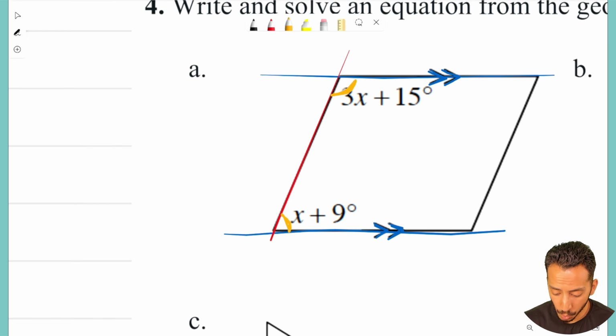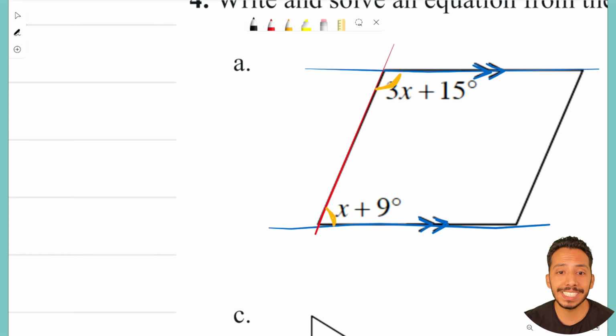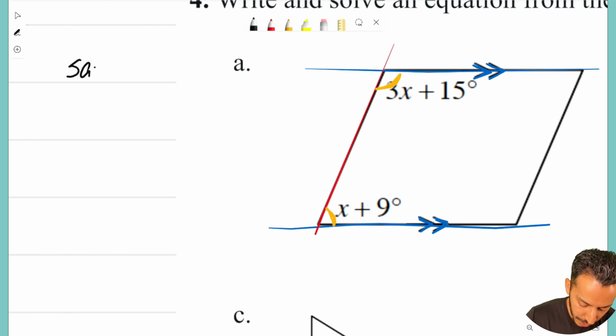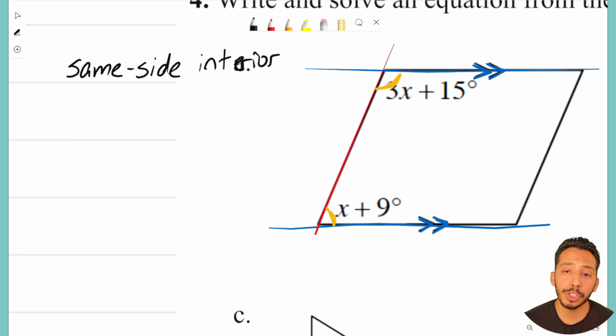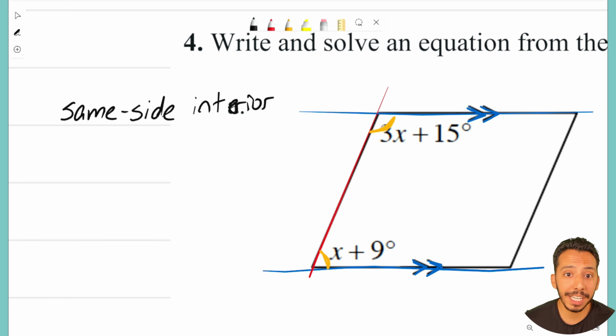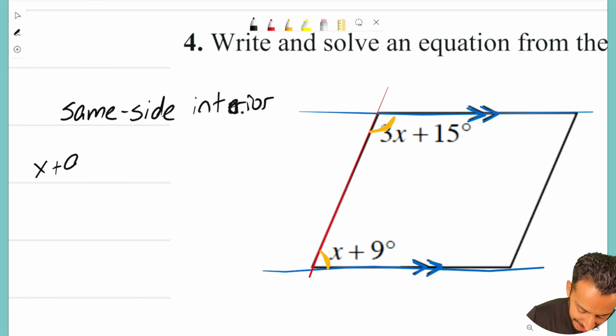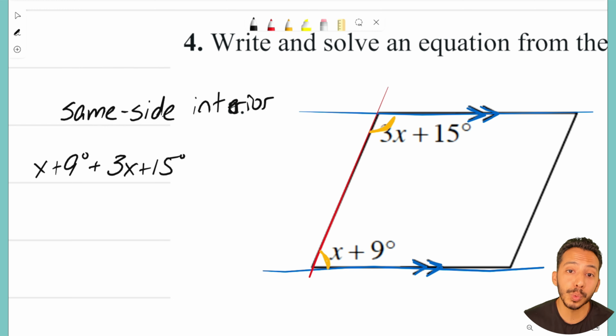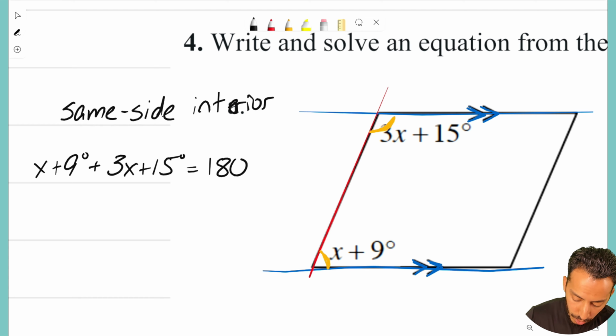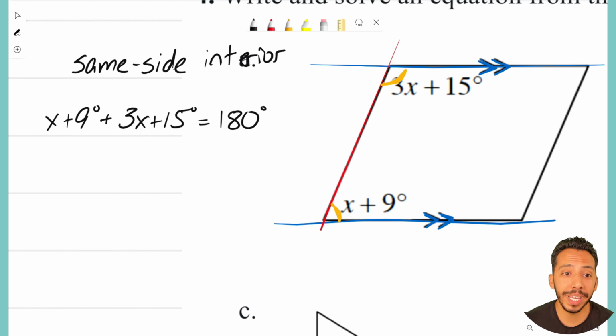For this one here, we would call them same side interior angles. I'll write that down. The question didn't ask us to, but we're going to write that down. These are same side interior angles, and same side interior angles are supplementary. They add up to 180 degrees. So if I'm trying to write and solve an equation, then I can do x plus 9 degrees plus 3x plus 15. I know that both those angles, when I add them up, are going to equal 180 degrees. We can solve this out.